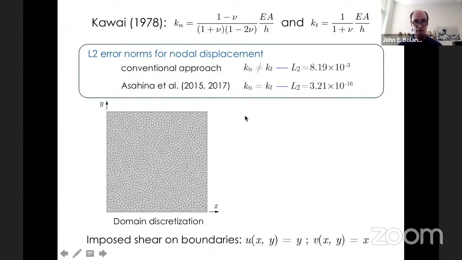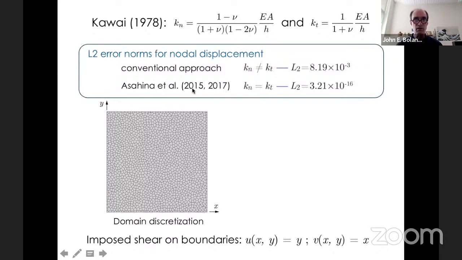So let's look at what happens when we subject this panel to pure shear. For pure shear, the horizontal displacement should equal the y coordinate or some fraction of the y coordinate. And the vertical displacement should equal the horizontal coordinate or some fraction of it. And when we do this, the displacements from the conventional approach have an L2 error norm on the order of 10 to the minus 3 or even 10 to the minus 2.